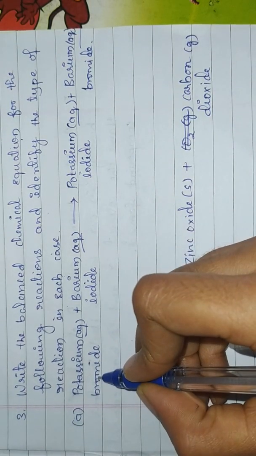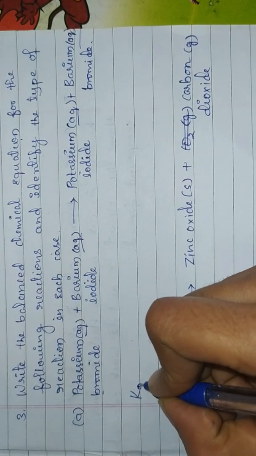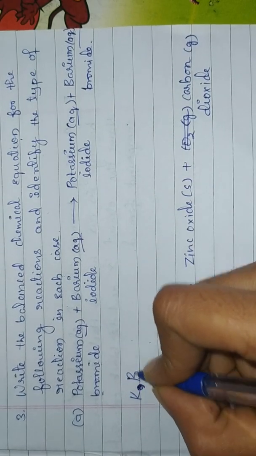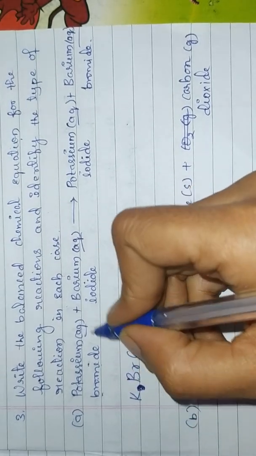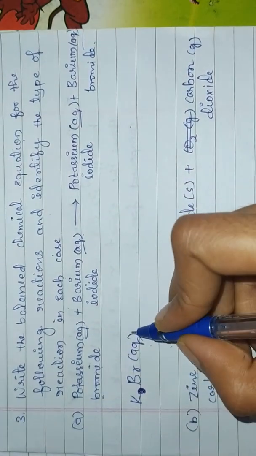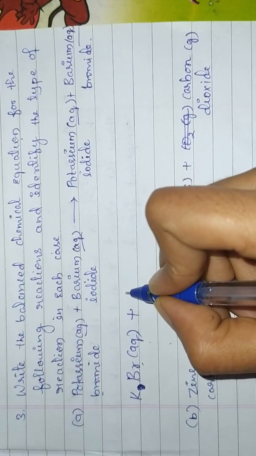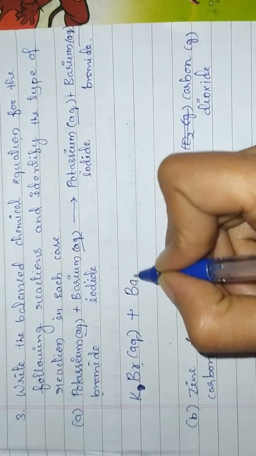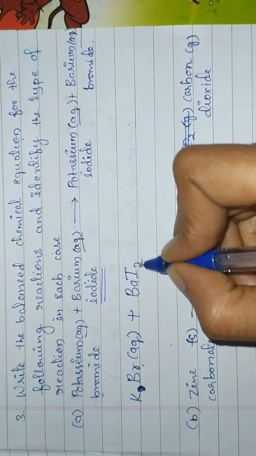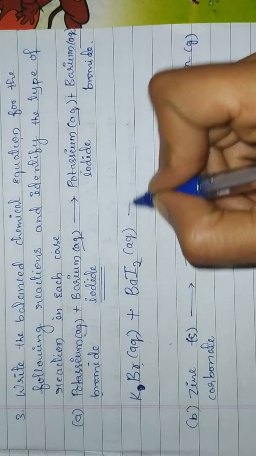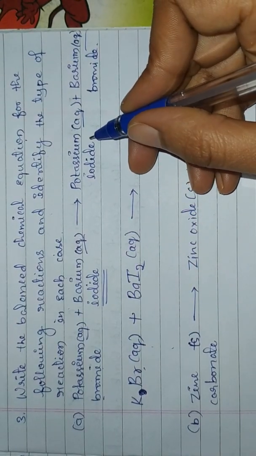See, the chemical formula of potassium bromide is KBr. Potassium bromide is KBr. They have already given aqueous, so we will write it as it is. This potassium bromide reacts with barium iodide. The chemical formula of barium iodide is BaI2. Again, it is an aqueous solution. We will write it as it is. Aqueous.